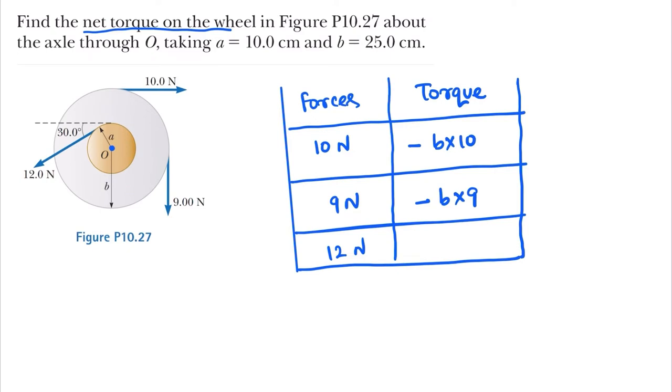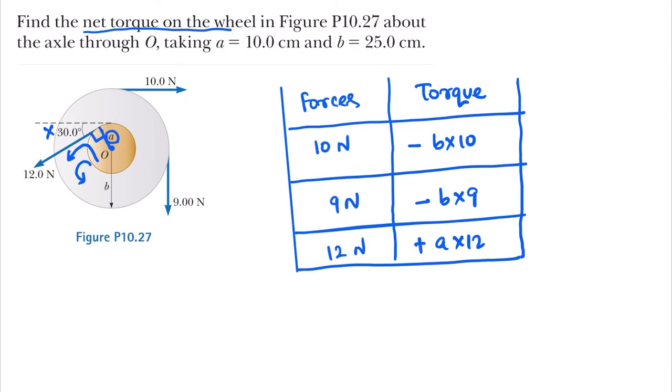Now coming to this 12 Newton. So there is an angle given, but this is not necessary. So this is to confuse the student. So we have 12 Newton and this perpendicular distance is already indicated. This is A. So your torque is A into 12. Is it positive or negative? So we move from the fixed point going towards left. So this is counterclockwise. So this is positive.